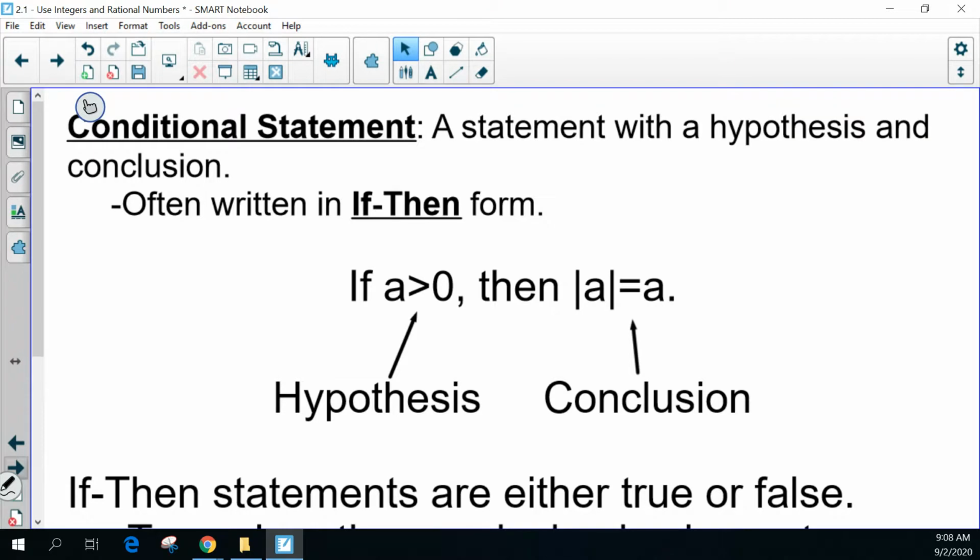Like, if it's an integer, then it's also a rational number. Yes. Or it can be about anything. It doesn't even have to be about math. So an example, like if it rains, then the soil will be wet, right? That's an if-then statement. If you are in 8th grade, then Mrs. Anthus is your math teacher. That would be an if-then statement.